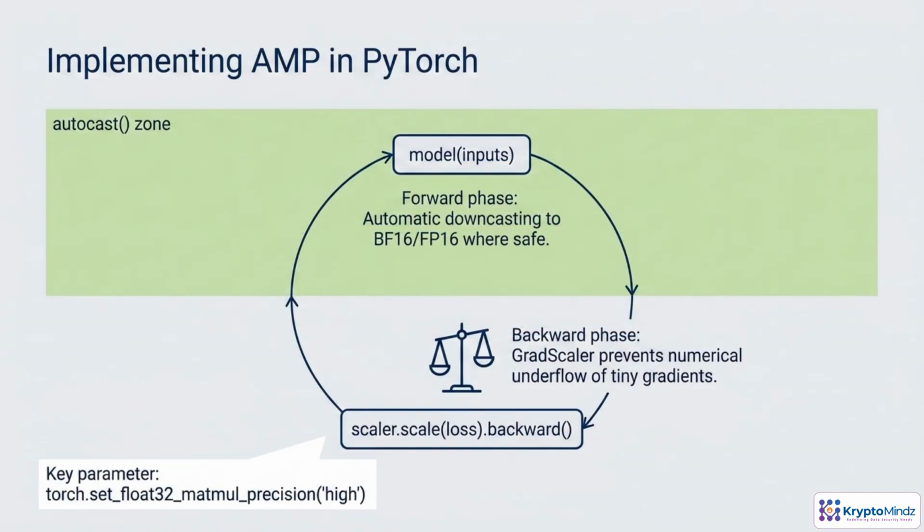In PyTorch, automatic mixed precision really has two main components. The first is the autocast region. During the forward pass, PyTorch automatically runs safe operations in BF16 or FP16 and keeps numerically sensitive ops in FP32. That's where most of the speedup on H100 or H200 tensor cores comes from. The second is gradient scaling. You wrap the loss with a grad scaler before backward, so tiny gradients don't underflow in low precision. A helpful tweak is setting torch.set_float32_matmul_precision to high when you need better matmul accuracy.